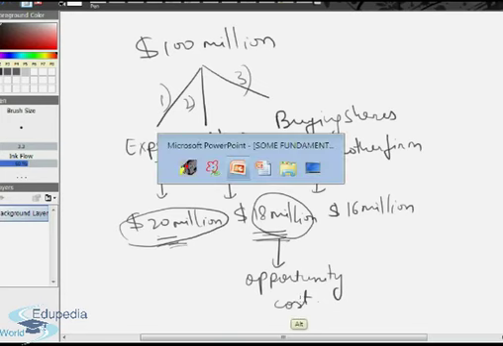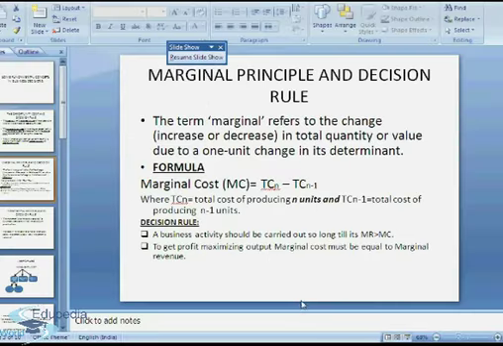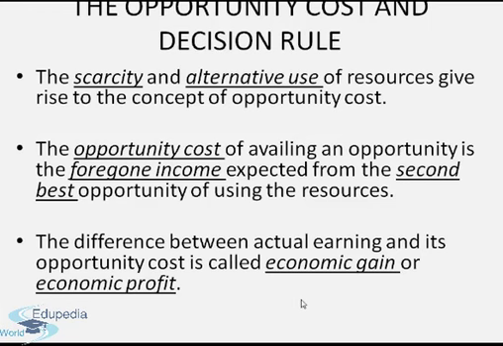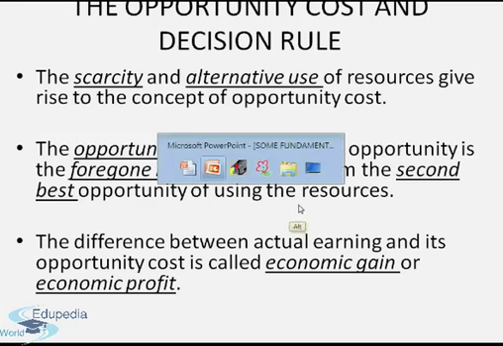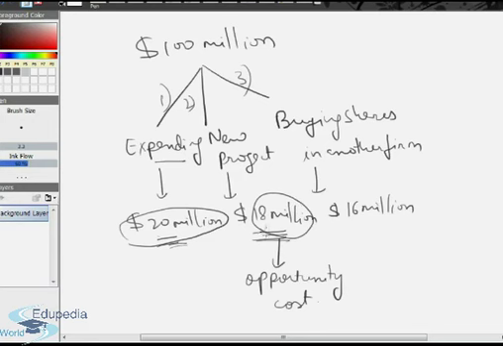Thus, summing up, we can say that opportunity cost of availing an opportunity is the foregone income expected from the second best opportunity of using the resources. And in this particular example, the opportunity cost is 18 million, which is the income I have foregone in order to earn 20 million, which is the best use of my resources.